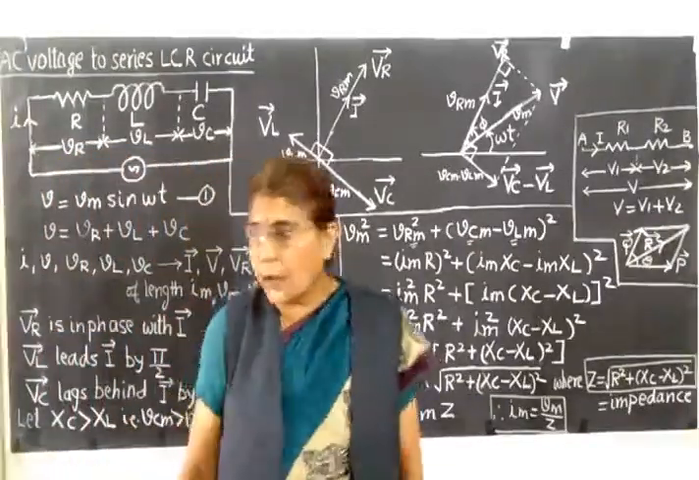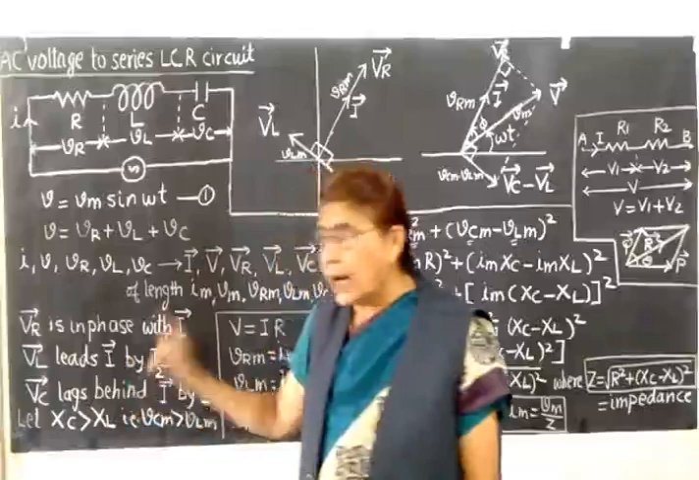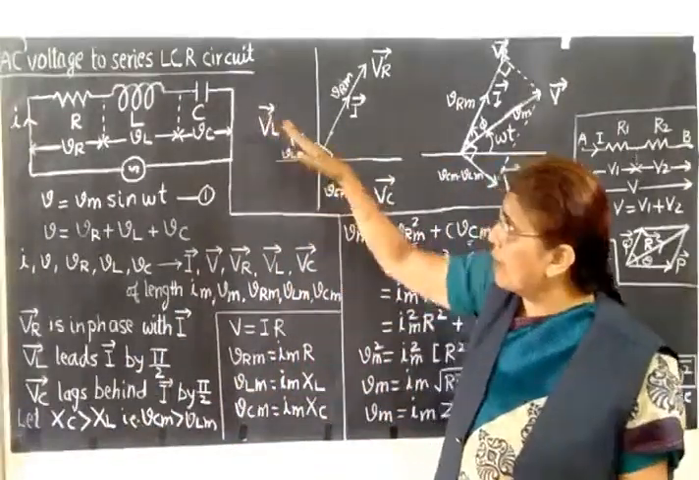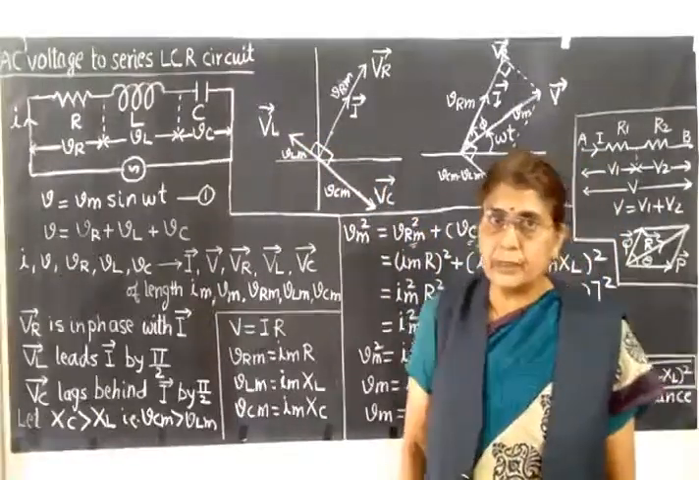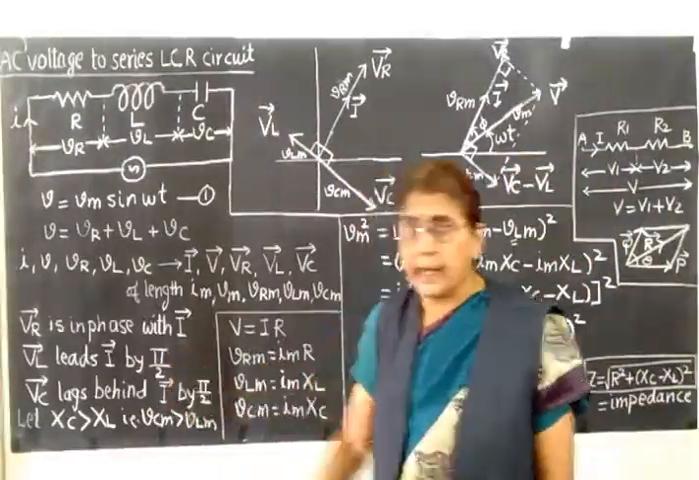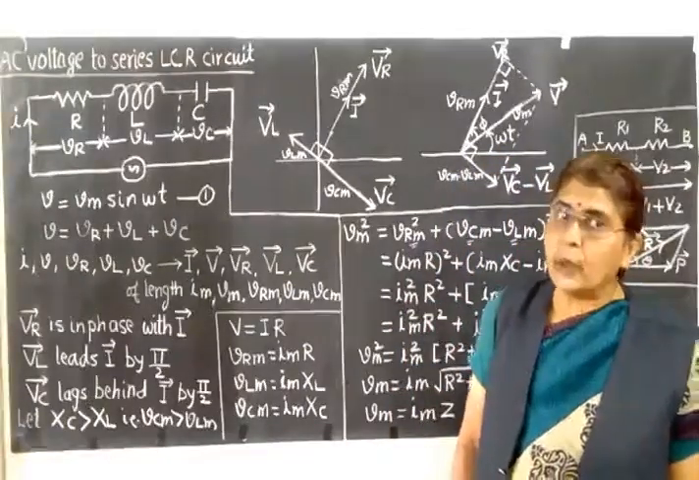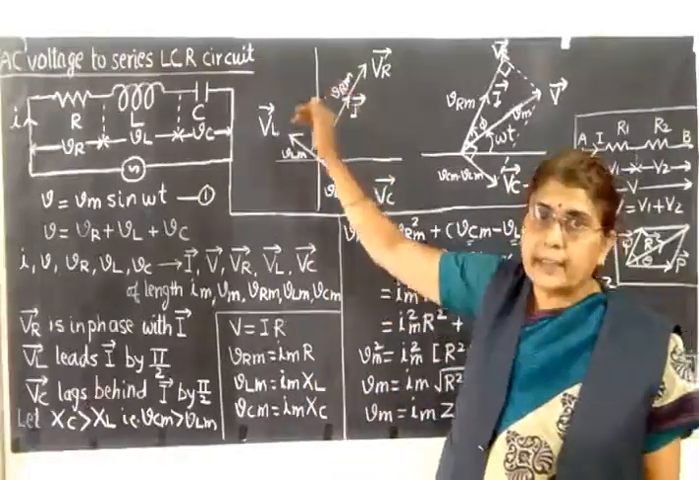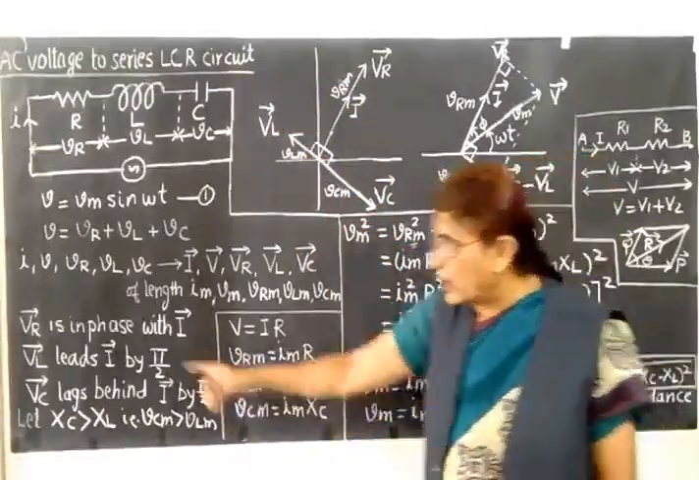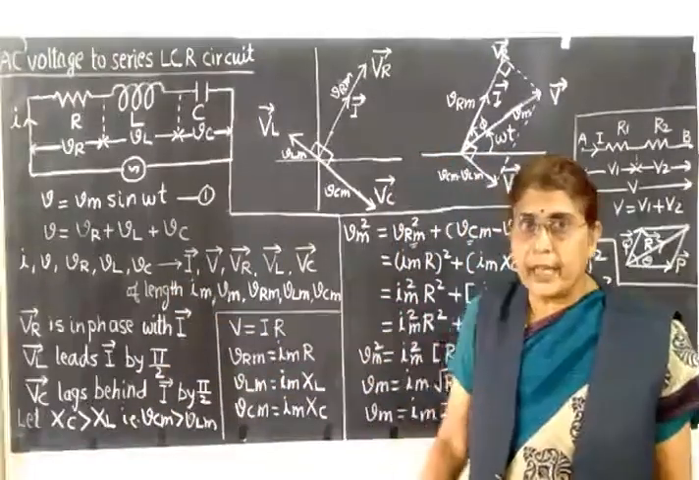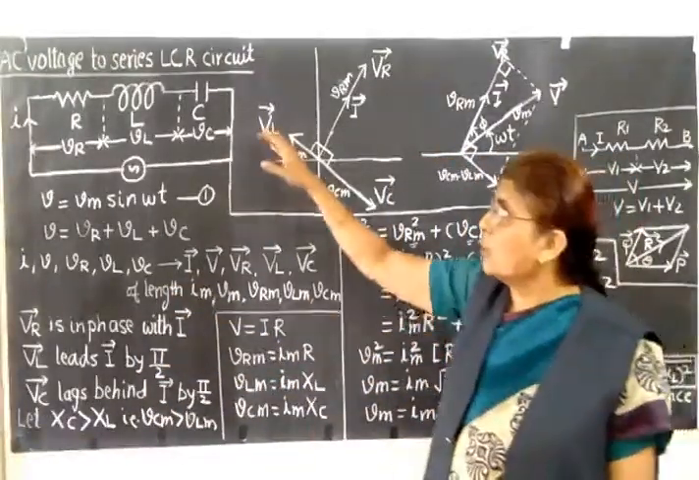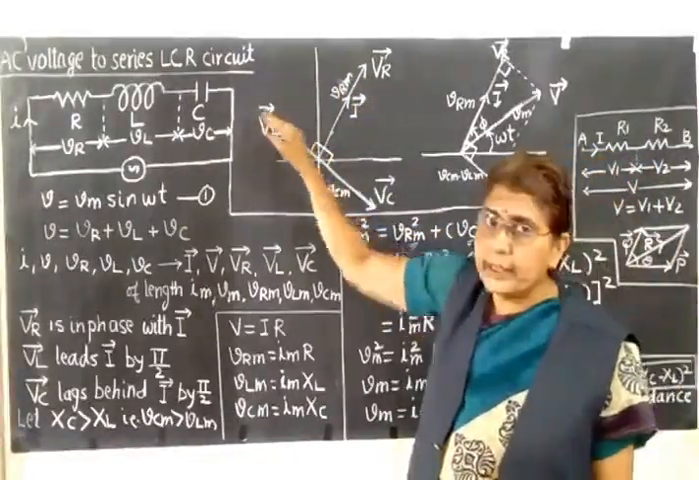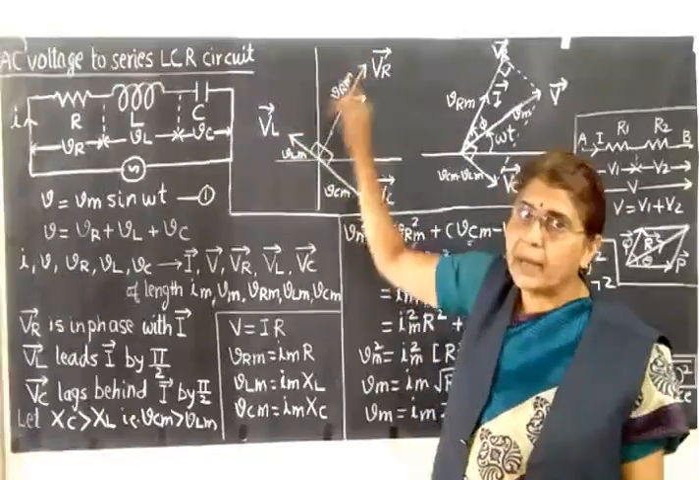Now next point is what? VL leads I by pi by 2. So how to represent VL? First you draw a line normal to it. So phase difference will be pi by 2. Now it leads I. So which is the forward direction? I had told you in the phasor diagram, current is measured in the anticlockwise direction. So anticlockwise direction is your forward direction. So it leads, means you have to go in the forward direction, that is anticlockwise direction. So VL is ahead of VR by an angle of pi by 2. So you have to show in this direction. So VL leads I by pi by 2.